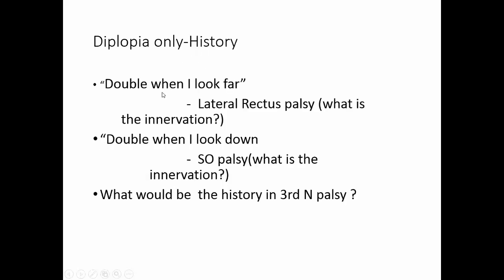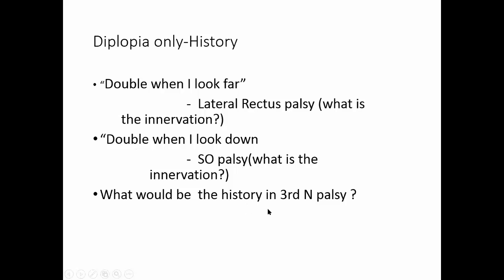You go for the history. If the patient says double when I look far, this could be a lateral rectus palsy. The innervation is the sixth nerve. Sometimes they say double when I look down. That is a superior oblique palsy. Again, you remember the innervation, it's the fourth nerve.